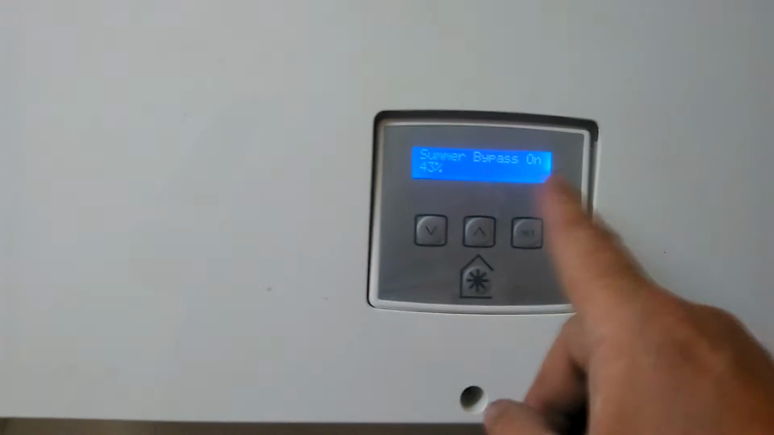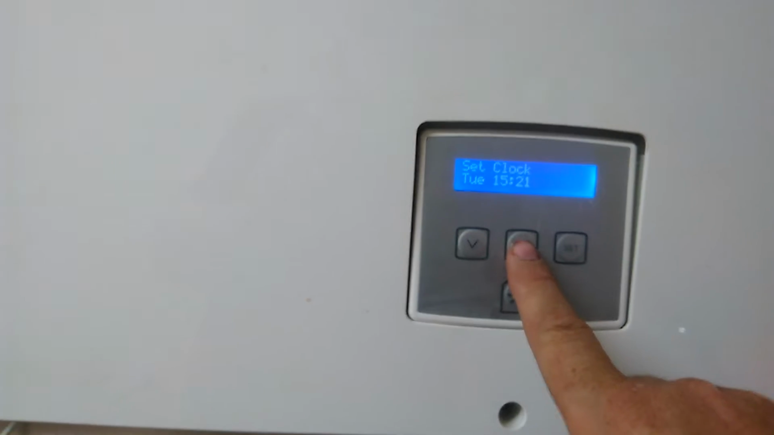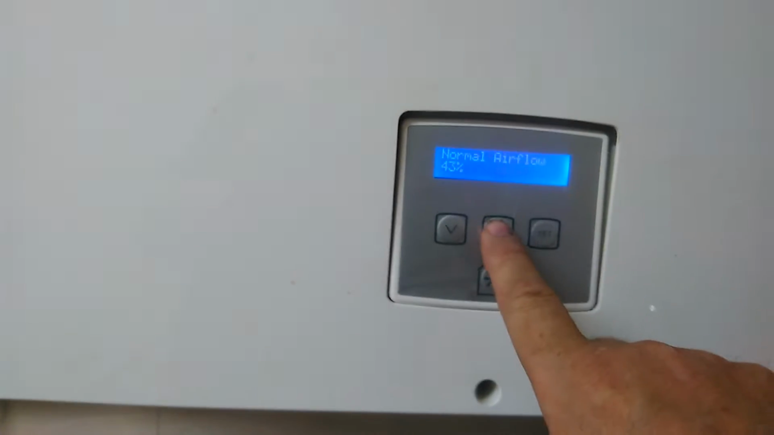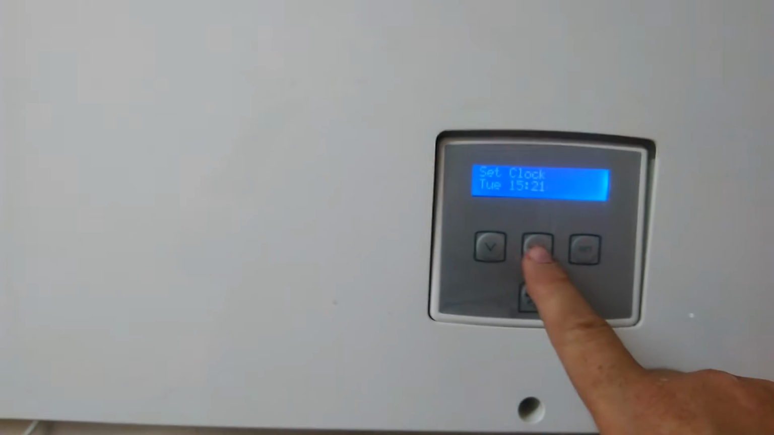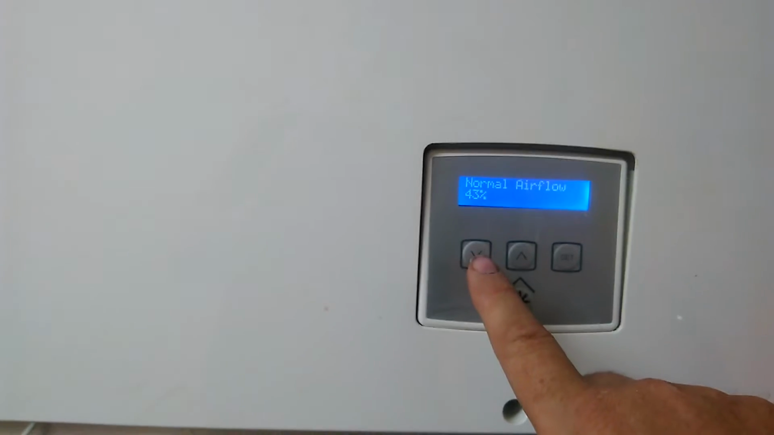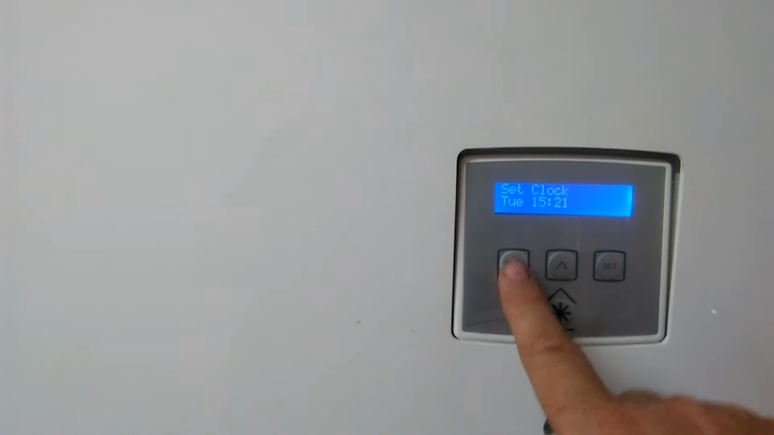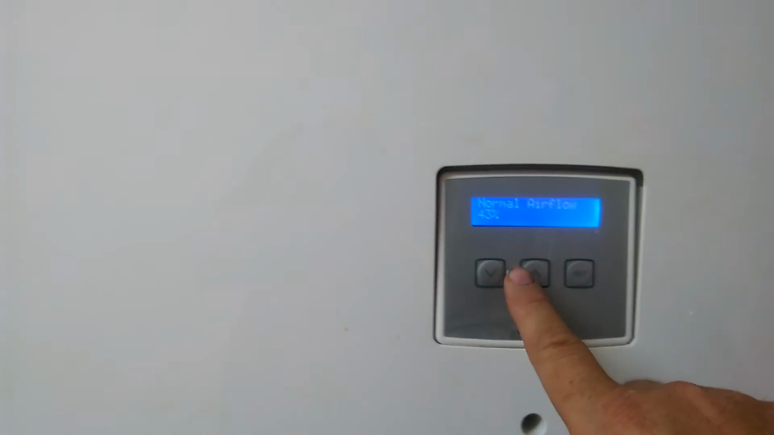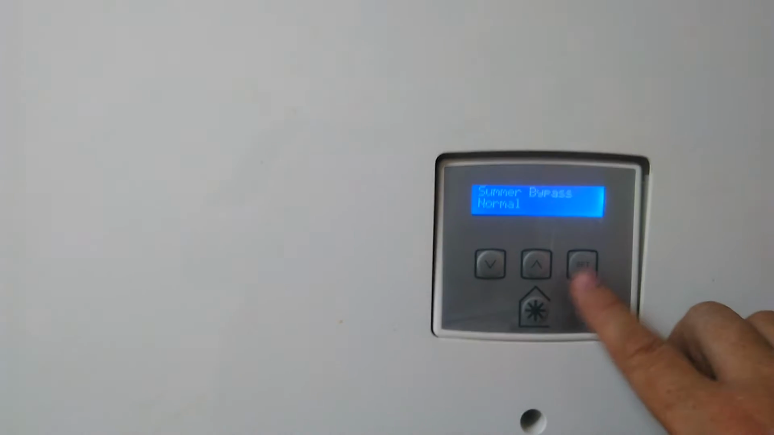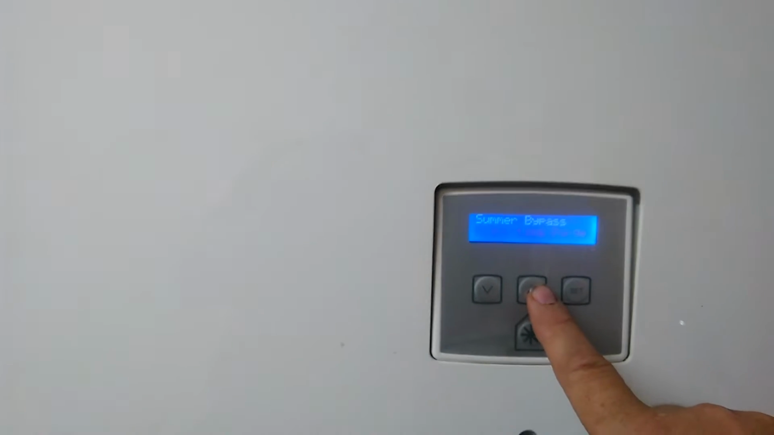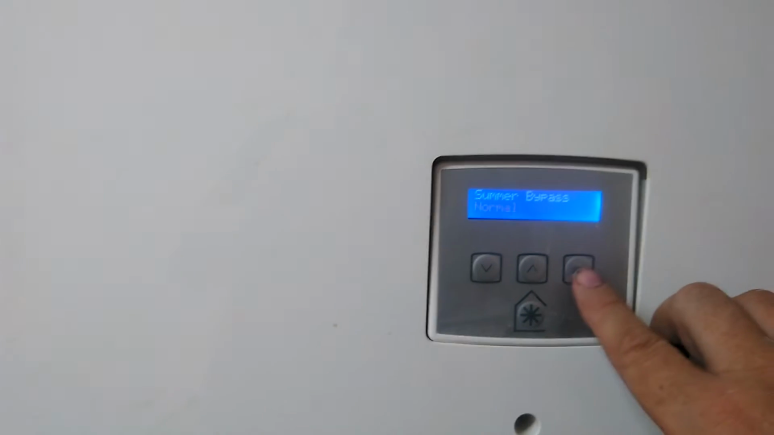Now you can see the summer bypass has kicked in because it's quite a warm day, and it's quite warm down here as well, so the bypass has kicked in to offer some cooling. So the clock's been set and we'll just look at the bypass settings. So we've got normal, we've got off, evening purge, nighttime purge. But the best setting is to leave the summer bypass in automatic mode in normal.